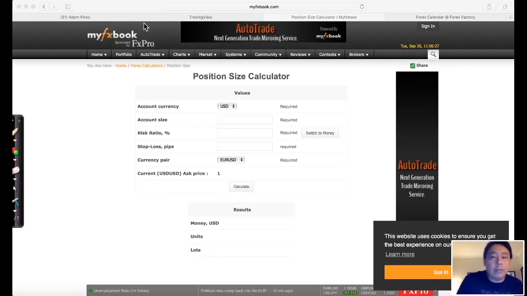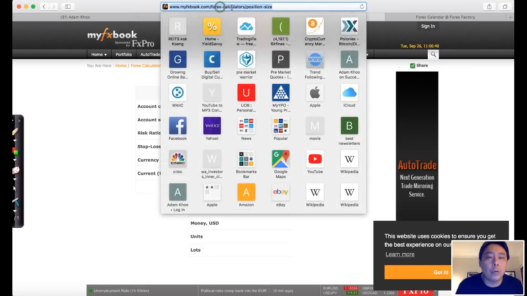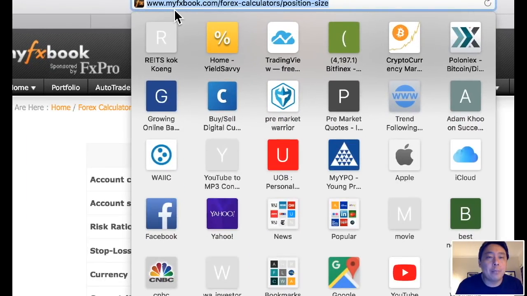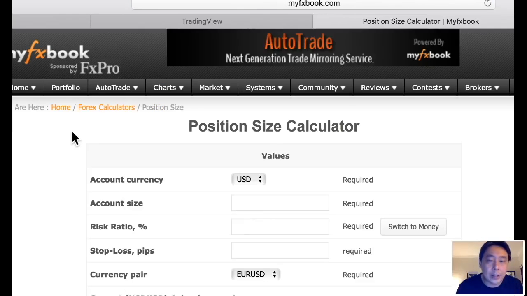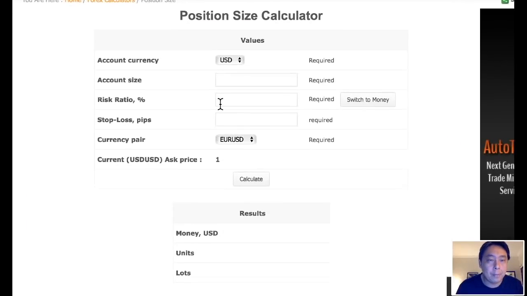Alright, so this is just one of the many position sizing calculators that you can use when you are calculating your position size. And again, I tend to use the one that I download on my phone app, but I'll show you the one on one of the websites. So if you go to myfxbook.com/forex-calculators/position-size, okay, just simply do a Google search for Forex calculators position sizing, you get something like that.